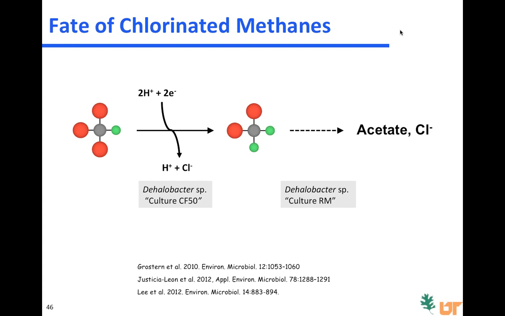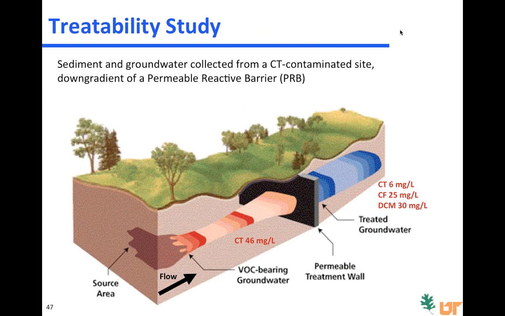So now the idea is to combine on the next slide these two cultures: culture CF50 that dechlorinates chloroform to DCM, and the culture RM that degrades dichloromethane to acetate and inorganic chloride. So we got samples from a contaminated site, shown in the next slide, that was mainly contaminated with carbon TET. But a bioreactive barrier was installed based on zero-valent iron. The zero-valent iron dechlorinated the carbon TET to predominantly chloroform and DCM. We got samples from that site.